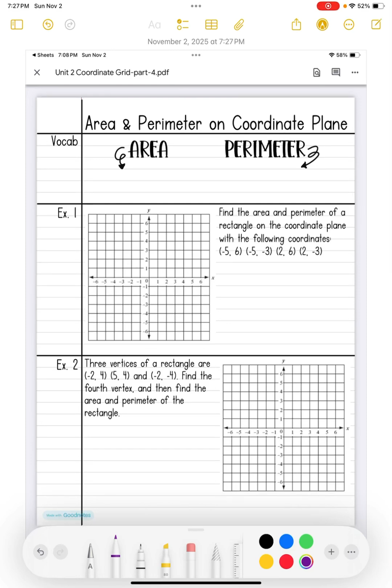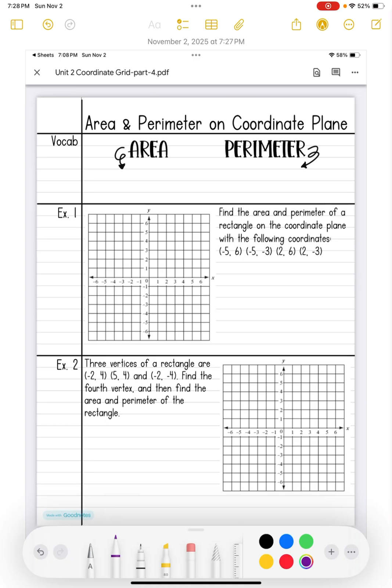Hello, and welcome to finding the area and perimeter on a coordinate plane for 2D shapes. We're going to be looking specifically at squares and rectangles today. So our first vocabulary word we need to make sure we know is area.